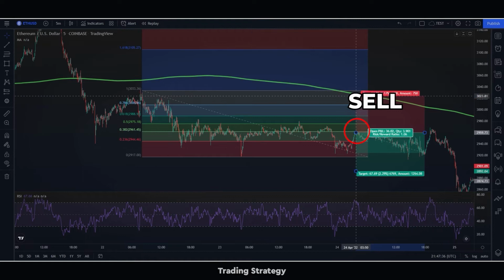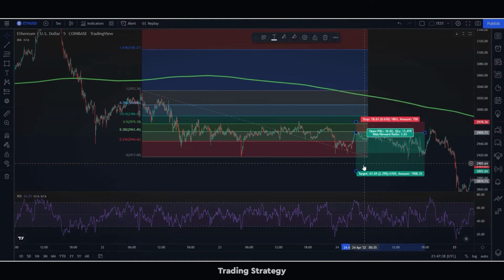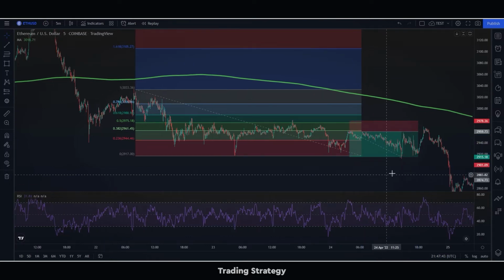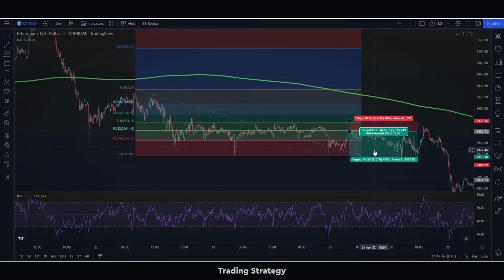Just like before, if the price is close to the moving average, we will place the stop loss above it and the take profit at a risk-benefit ratio of 2 to 1. If the price is far from the moving average, we will place the stop loss at the next Fibonacci level, also with a risk-benefit ratio of 2 to 1.